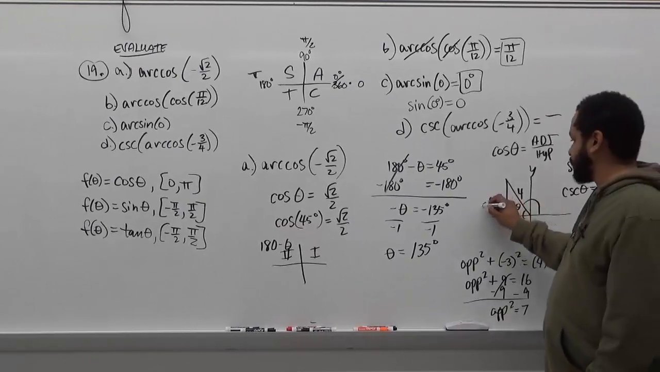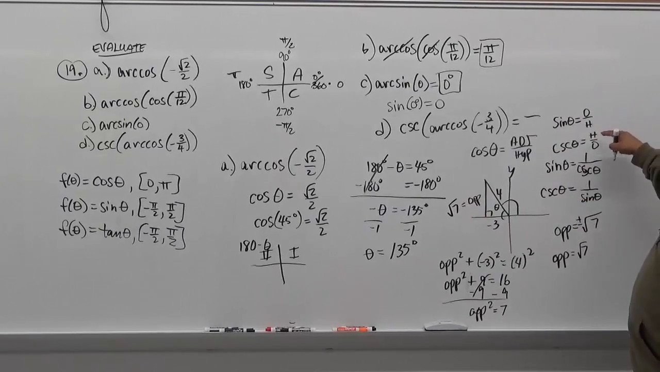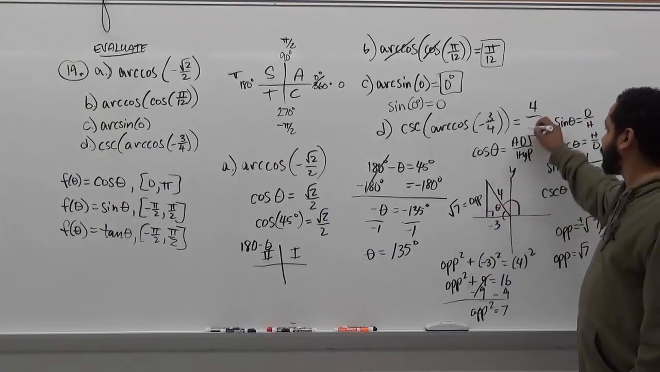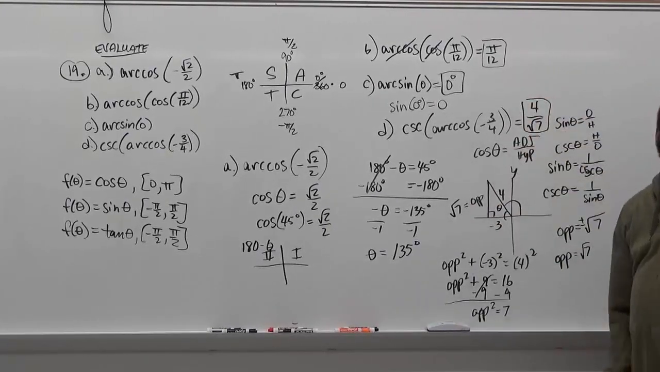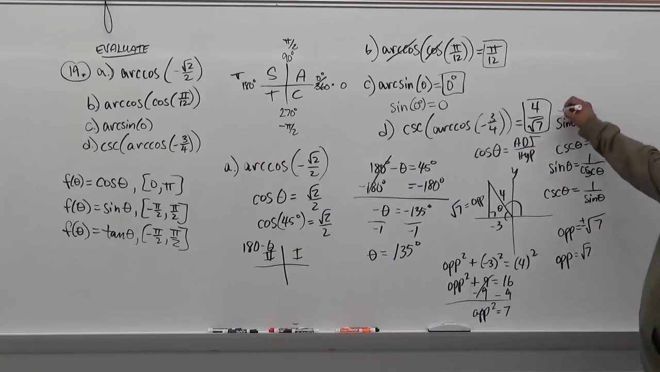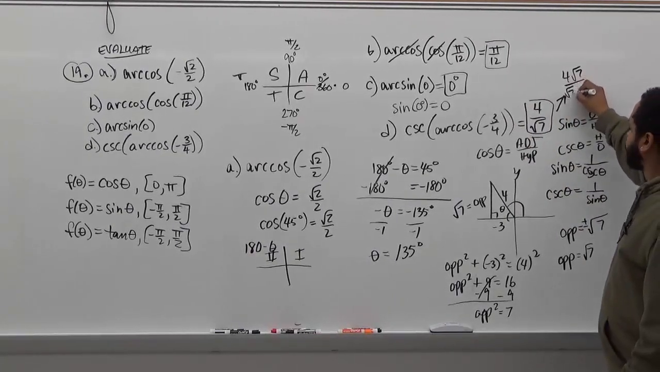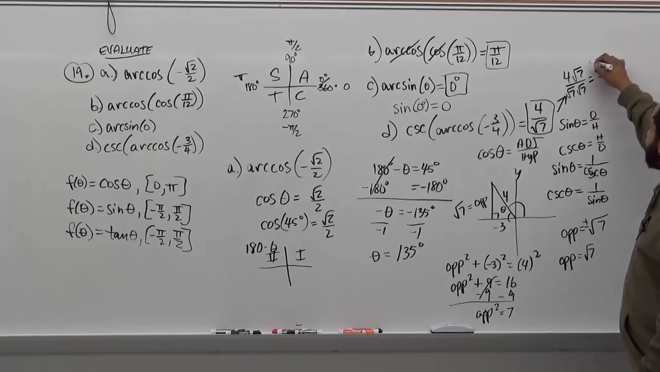Our opposite, again, is radical 7. And it's positive, so we have the numerator here being the hypotenuse, which is 4, over the square root of 7. And that's our solution for the last one. You can feel free to rationalize it. Once you rationalize, we multiply by radical 7, top and bottom, which gives us 4 radical 7 over 7.